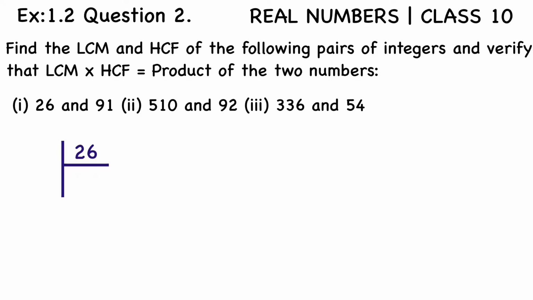So starting with 26, we do prime factorization. We know 26 is divisible by 2. 26 by 2, we know it's 13. So 26 is equal to 2 into 13.